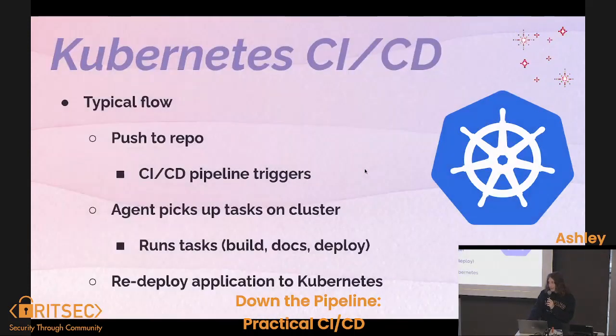And Kubernetes is actually extremely, extremely critical for CI/CD. If you look at any big tech company, any actual production environment, they're going to be using Kubernetes in their CI/CD pipeline. Basically, the typical flow, as we saw earlier, is you push to the repo, the CI/CD pipeline triggers. Your agent then picks up tasks that's running on the cluster, and it'll then run those tasks: your build, your docs, your deploy, your testing, all that kind of stuff. And it will redeploy your application to the Kubernetes cluster.